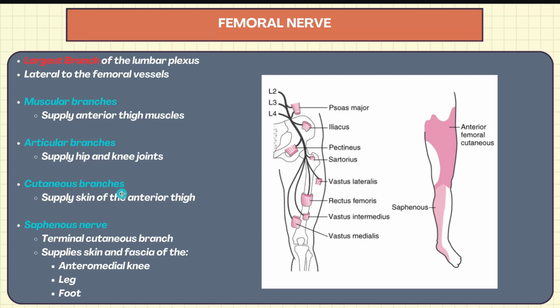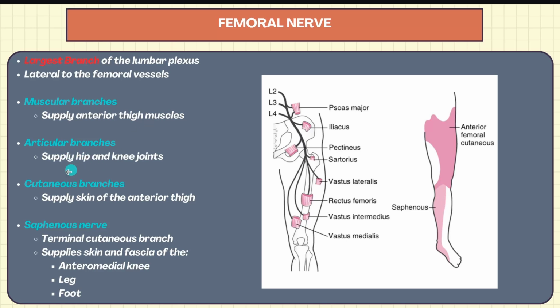Now let's start going to the vessels of the thigh region, starting off with the femoral nerve. The femoral nerve is the largest branch of the lumbar plexus. So you have a lumbar plexus, and the largest branch of it is the femoral nerve. And what does it innervate? You have 4 branches of the femoral nerve. You'll have the muscular branch, which supplies the anterior thigh muscles, which we know by now. All anterior thigh muscles are supplied by the femoral nerve.